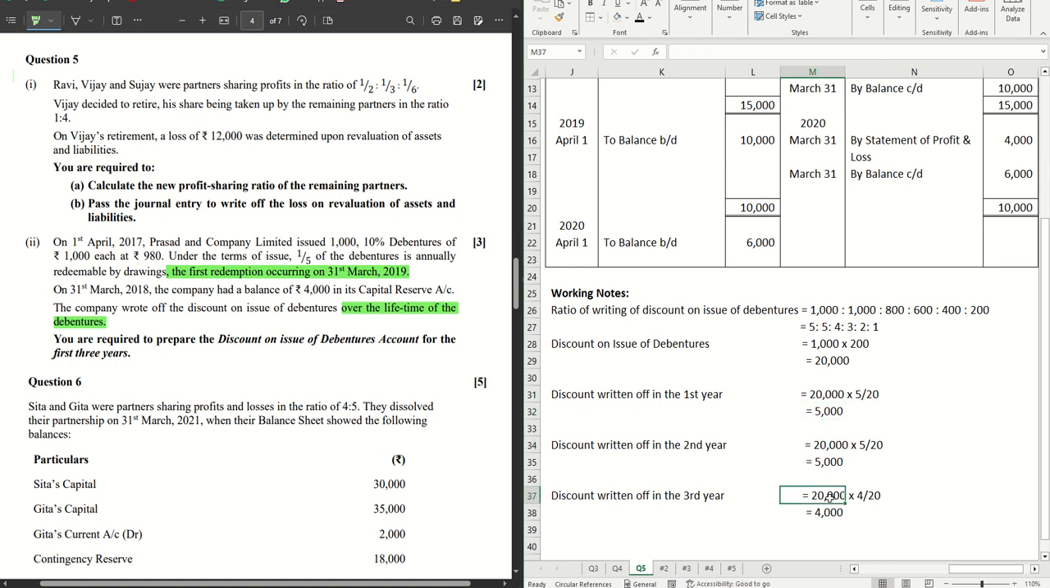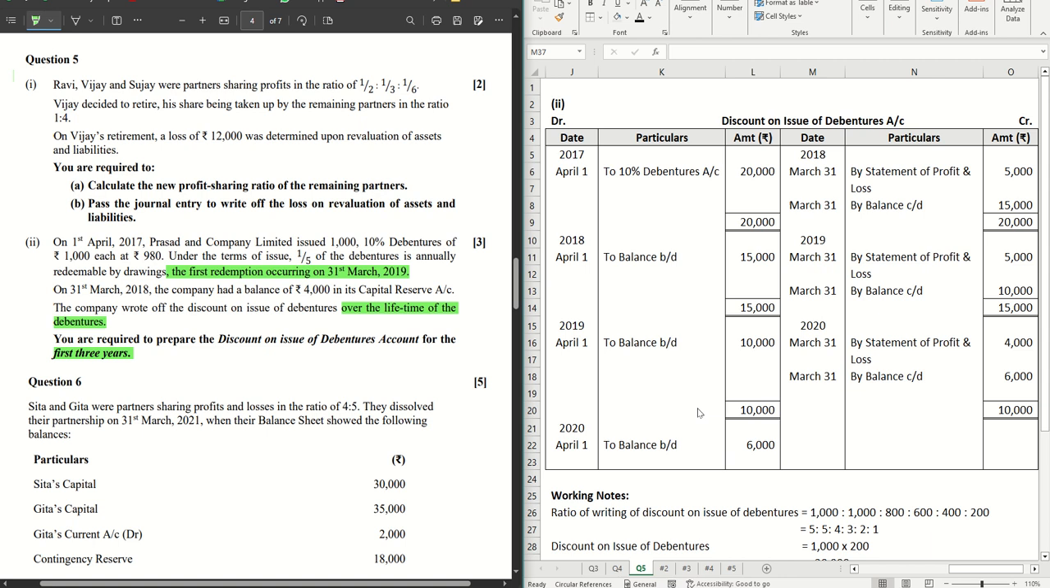First year, second year, third year. We are doing till third year only because we are asked to prepare for the first 3 years. All right. So if you look at the discount on issue of debentures account, first year we are writing off 5,000, balance 15,000 is carried down. Second year another 5,000 written off, balance 10,000 is carried down. In the third year we are writing off 4,000 to statement of profit and loss, remaining 6,000 is carried down, and so on in the rest of the years this will be written off.